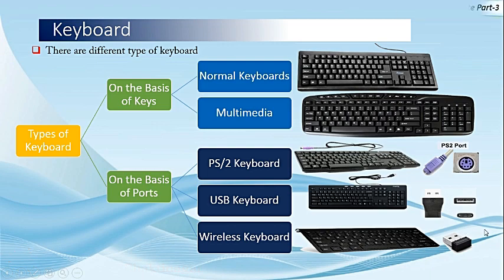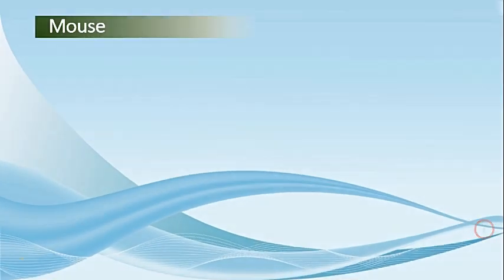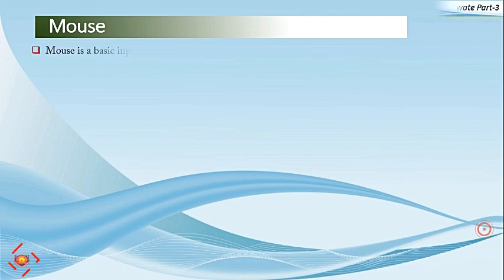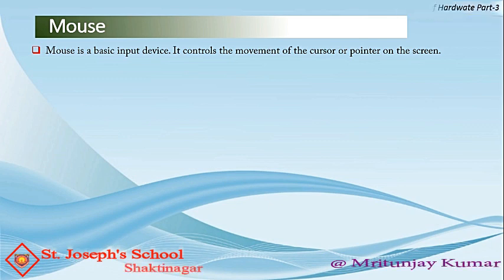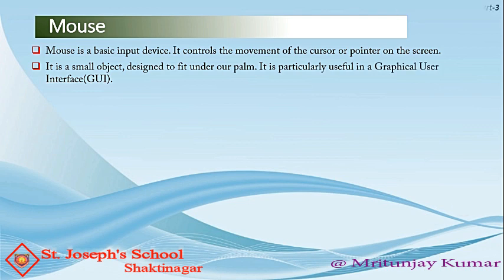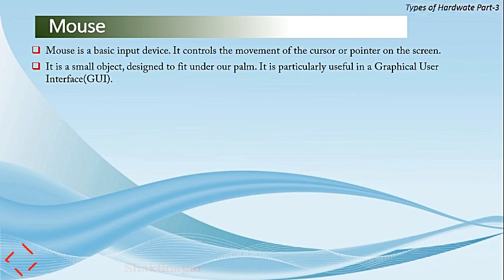Now next we will move to the next input device, that is mouse. A mouse is a basic input device. It controls the movement of the cursor or pointer on the screen. It is a small object that is designed to fit under our palm.